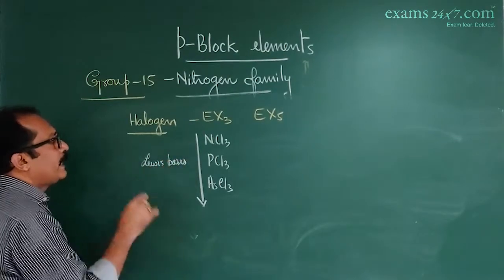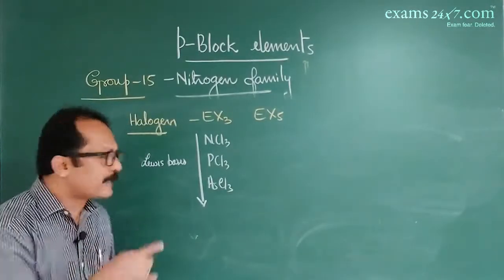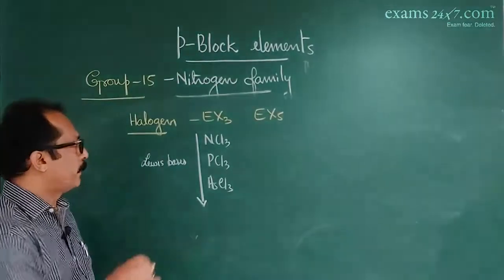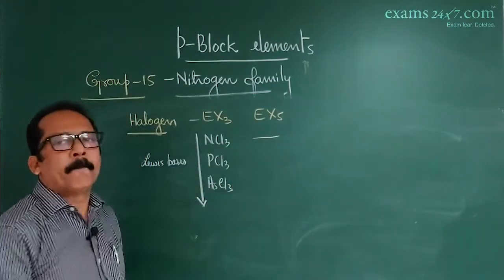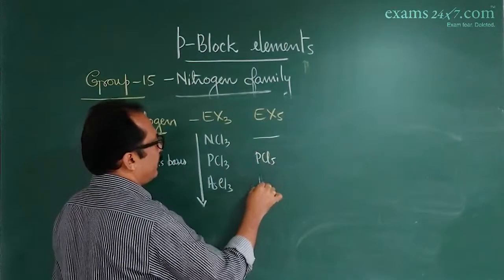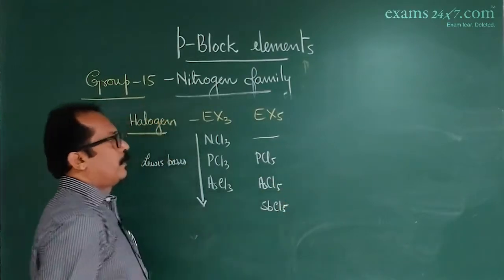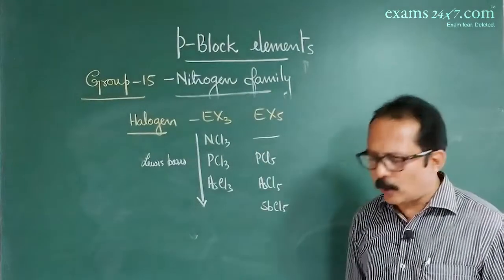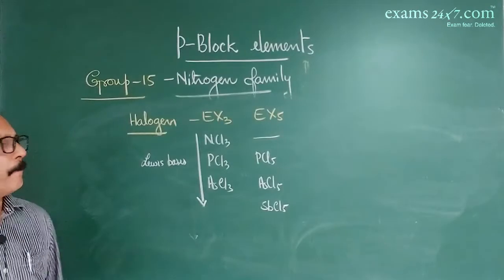That is due to the decrease in electronegativity. Down the group, electronegativity decreases. As a result, Lewis base character also decreases. Now, about EX5: nitrogen fails to form a pentahalide, while phosphorus forms the pentahalide PCl5. Why does nitrogen fail to form a pentahalide? That is due to its smaller size and the absence of vacant d orbitals.